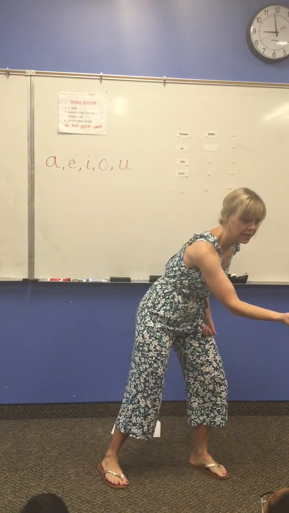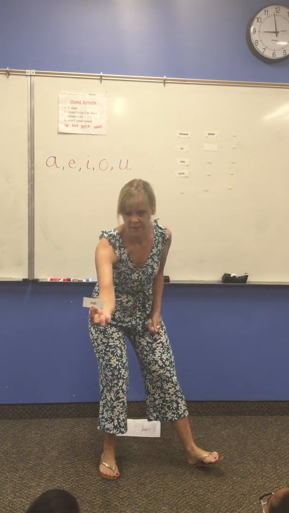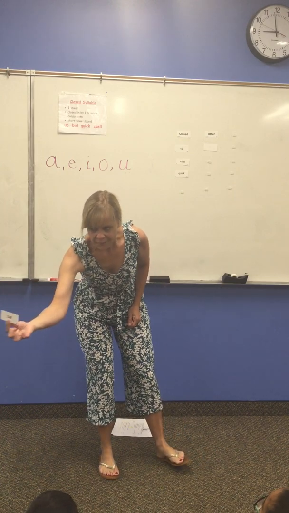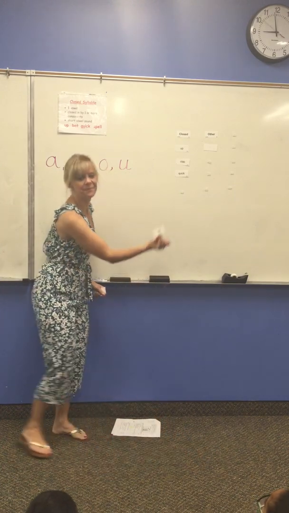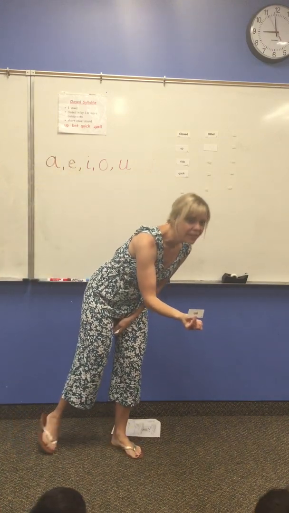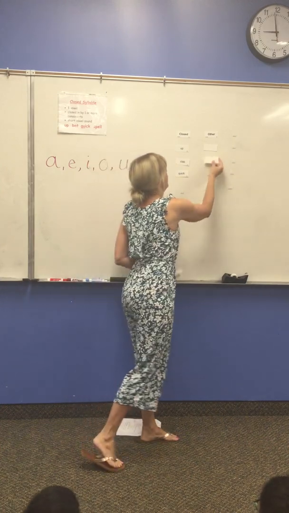Closed or other. Think carefully. How many vowels can a closed syllable have, everyone? One. One. Is this closed or other, everyone? Other. Why is this other? Because there's two vowels. There are two vowels, so this can't be a closed syllable, right?